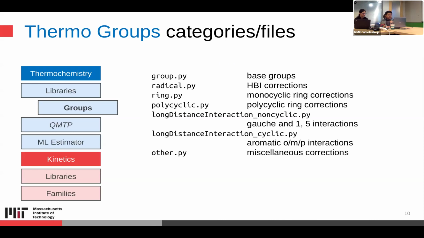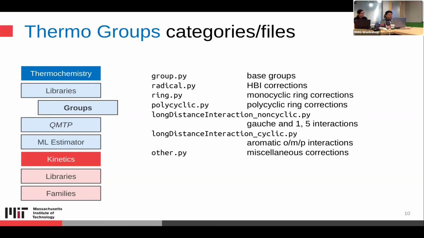Here's a list of the groups that we've defined so far, and the various files that have those different groups. There's group.py for base groups. We have the hydrogen bond increment corrections for the radicals, and we have all sorts of different ring corrections and Gauss 1,5 corrections, aromatic, and all sorts of just different miscellaneous corrections. Certainly you're welcome to make your own if there's some other sort of chemistry.